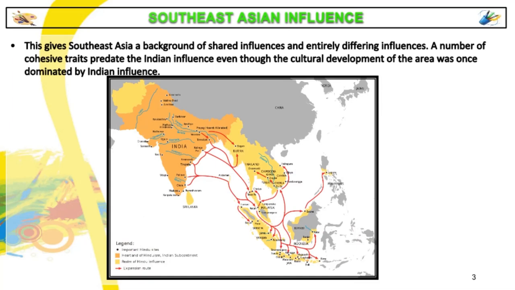A number of cohesive traits predate the Indian influence, even though the cultural development of the area was once dominated by Indian influence. Look at the map and see how its trade was done before. That is why influences easily propagated.